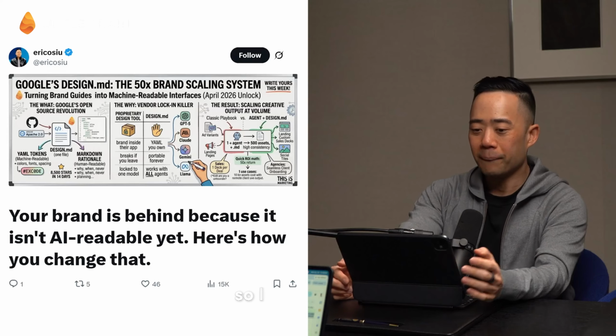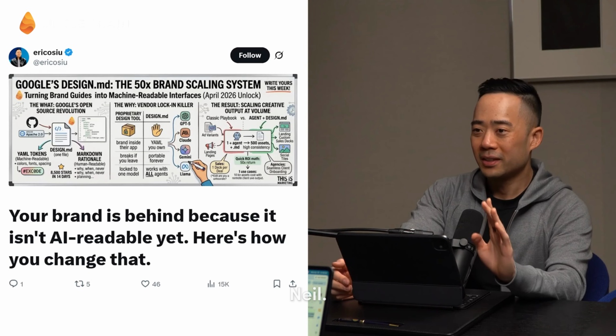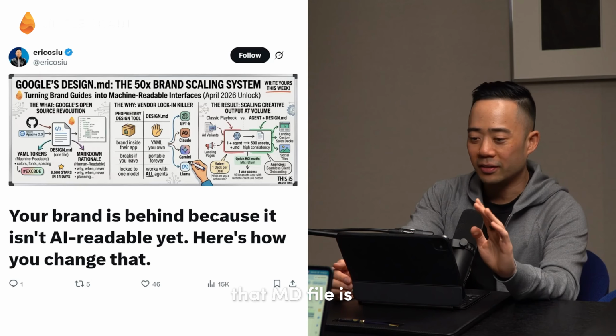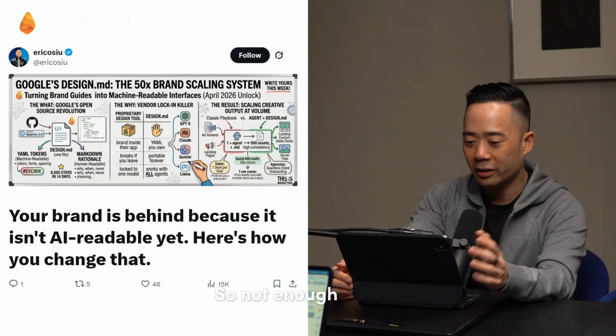So 70% of brands don't show up when an AI agent goes shopping. Yours probably doesn't either. Okay, so if we look at this over here, I think this is a game changer, Neil. Google's design.md file is the 50x brand scaling system. Not enough people are talking about this right now.